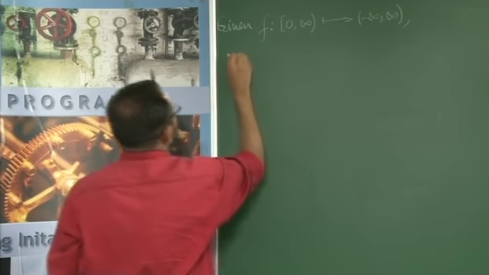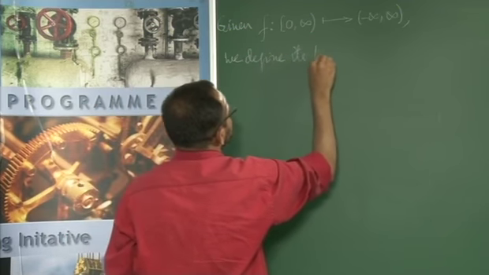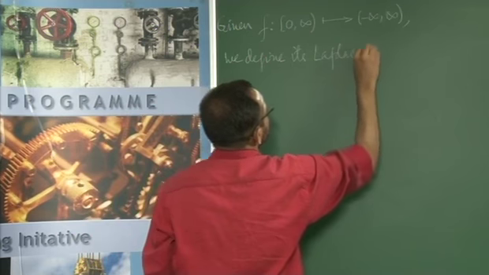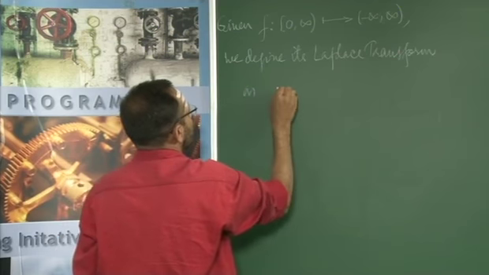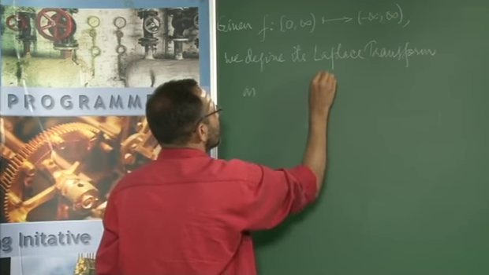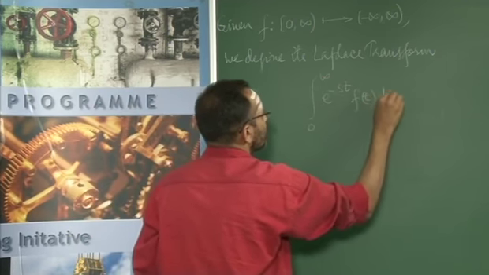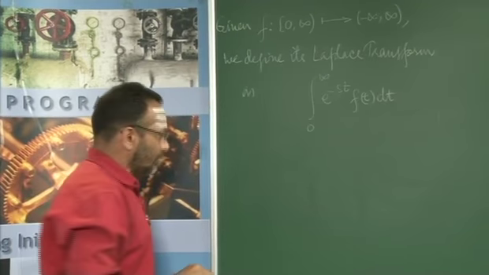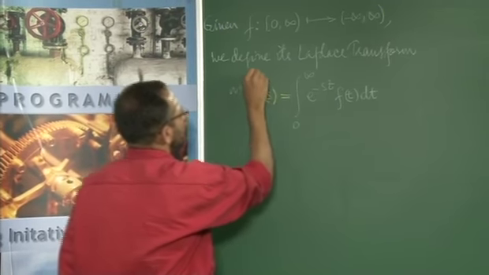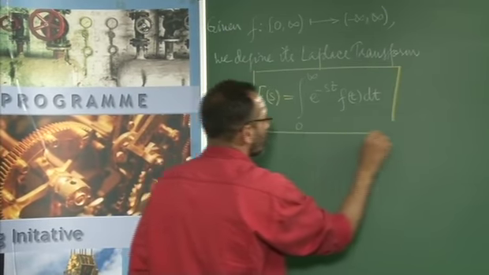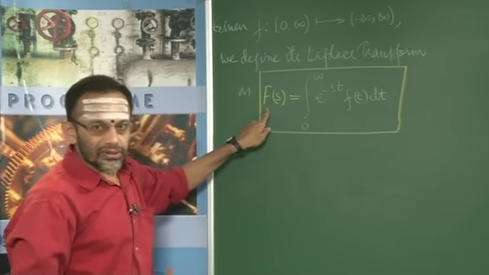Now, for such functions, given a function like this, we define its Laplace transform as the integral from 0 to infinity of e to the power of minus st times f of t dt, and this is denoted by a symbol corresponding to this f. We call it F of s. Corresponding to f, we take the capital letter F of s.